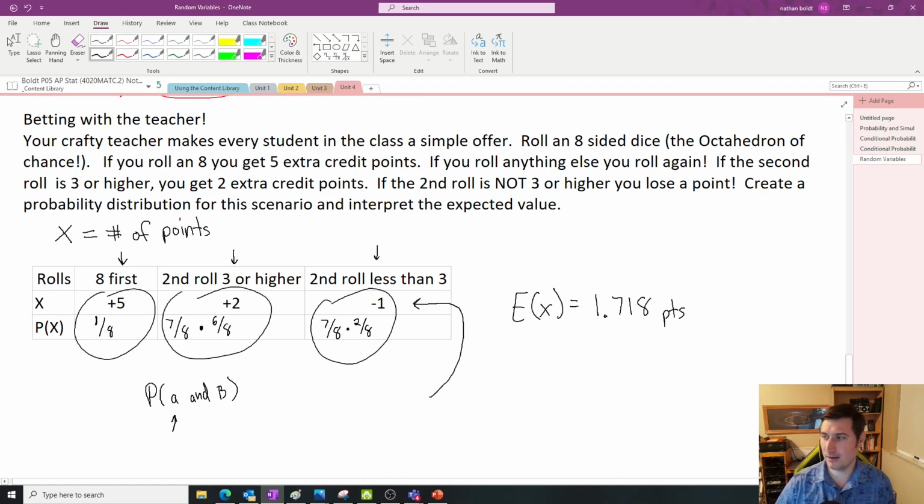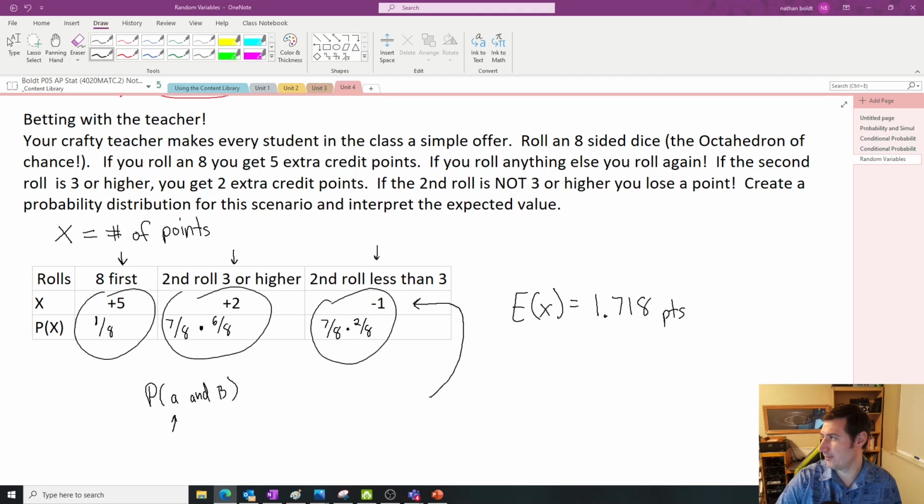Anybody feeling lucky and they wanna play? Anybody feeling lucky? If you roll an 8, you get 5. All right, Alejandro's got this. Here we go. All right, Alejandro's first.